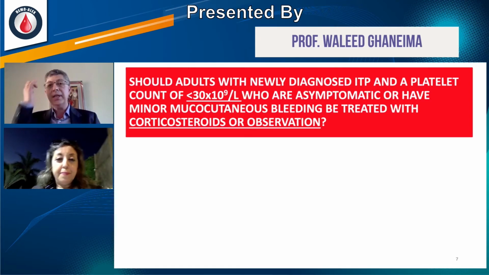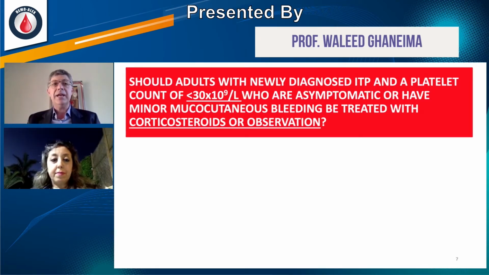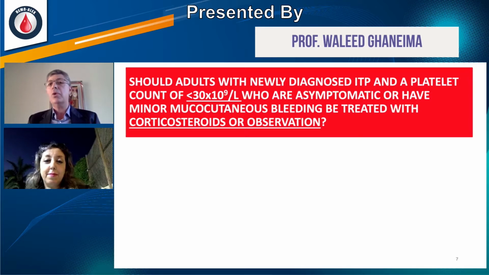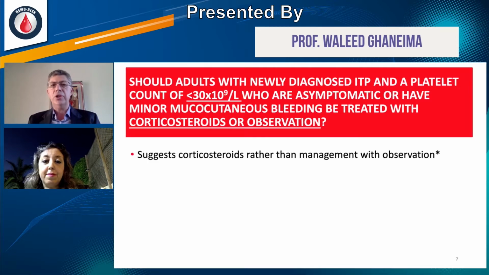Should adults with a newly diagnosed ITP and a platelet count of less than 30 who are asymptomatic or have minor mucocutaneous bleeding be treated with corticosteroids or be observed without treatment? So platelet count below 30, should they receive corticosteroid or observation only?